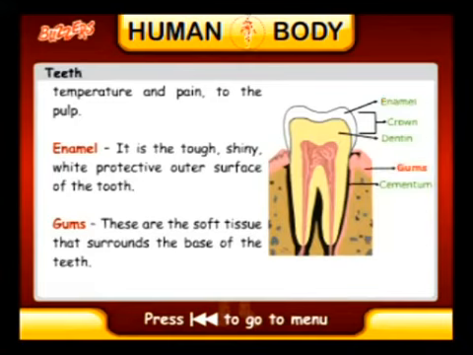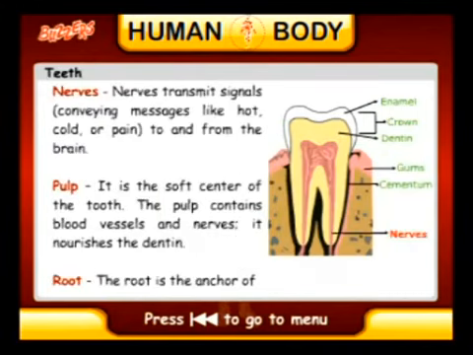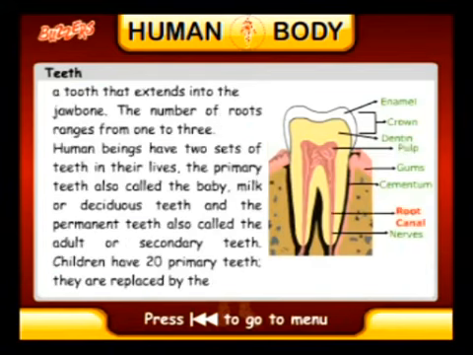Gums. These are the soft tissue that surrounds the base of the teeth. Nerves. Nerves transmit signals, conveying messages like hot, cold, or pain to and from the brain. Pulp. It is the soft center of the tooth. The pulp contains blood vessels and nerves. It nourishes the dentin. Root. The root is the anchor of a tooth that extends into the jawbone. The number of roots ranges from 1 to 3.